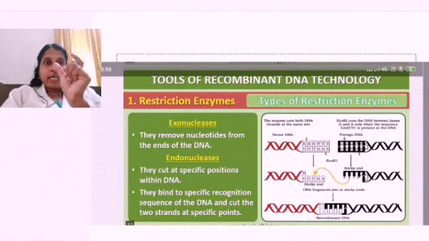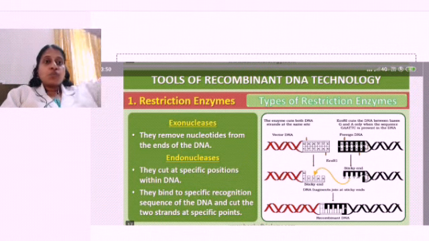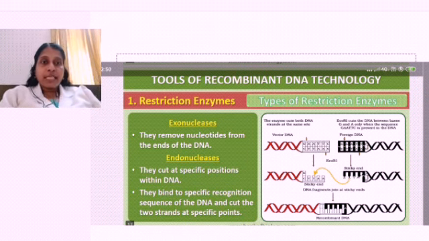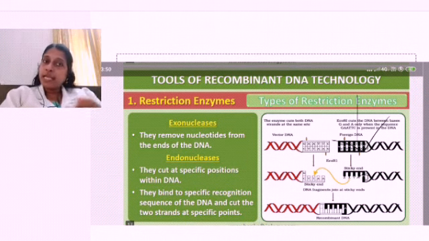So the foreign DNA I have to take it out, isn't it? The foreign DNA, the gene of interest. So in order to make a cut on the foreign DNA, what will I be doing? I will be adding one restriction enzyme. What am I going to add? A restriction enzyme. The same restriction enzyme that I will add in the vector.